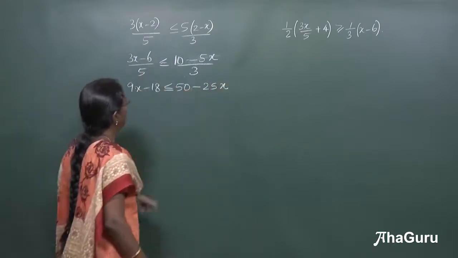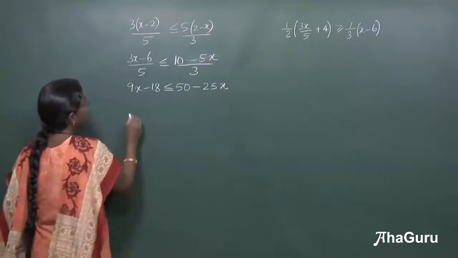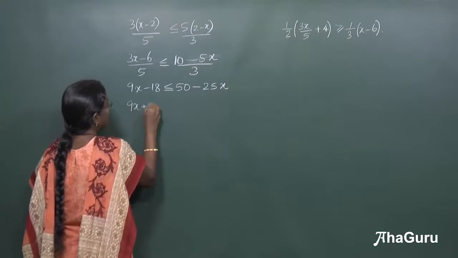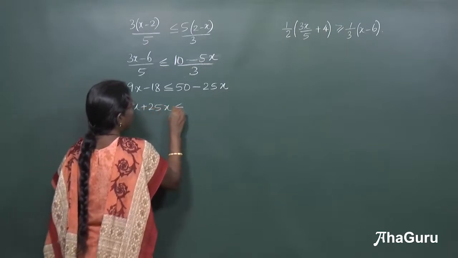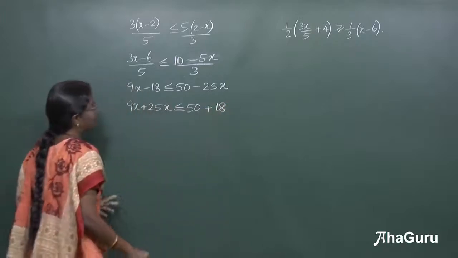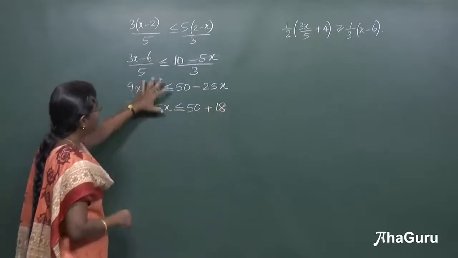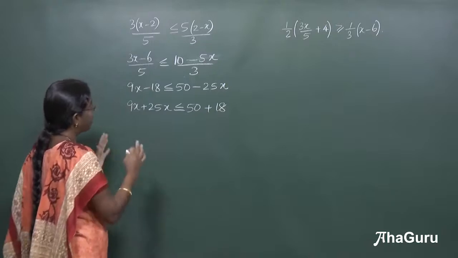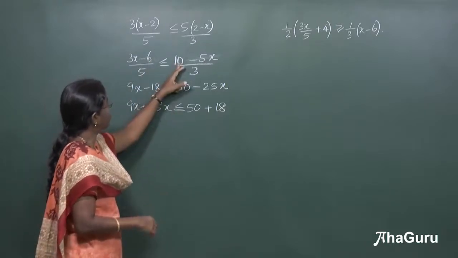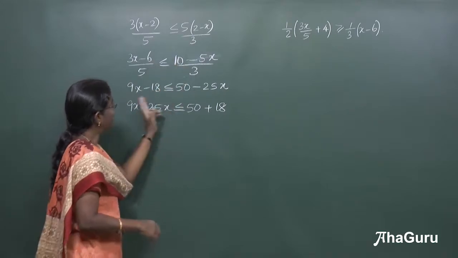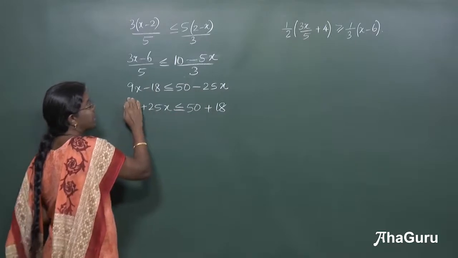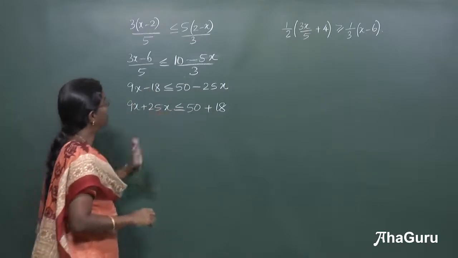50 minus 25x. Now, all x terms bring it to one side. So, minus 25x, if it comes this side, it will be plus 25x will be less than or equal to 50 plus 18. Here the inequality will not be disturbed because everywhere you're only multiplying by a positive constant, or here you're just adding or subtracting, just transposing one term from one side to the other side. So the inequality just remains the same.